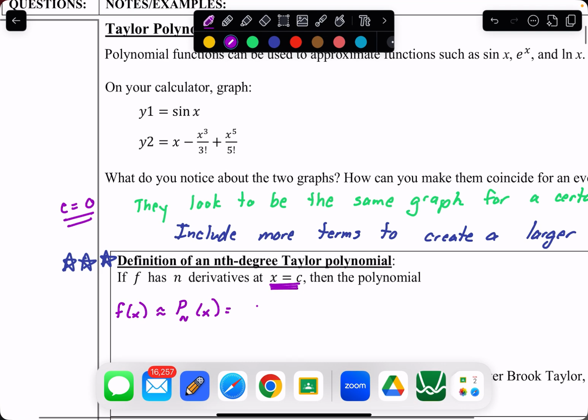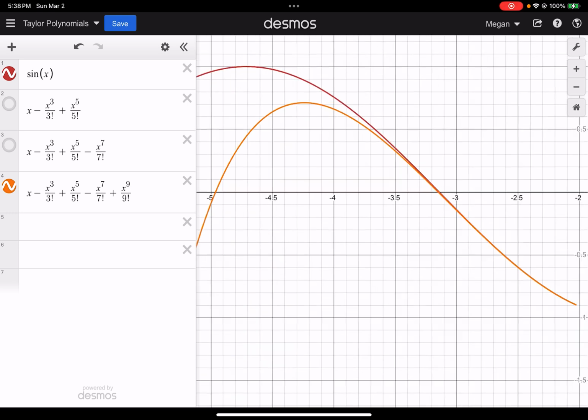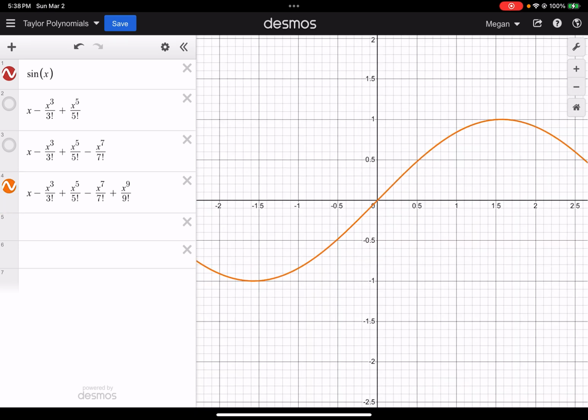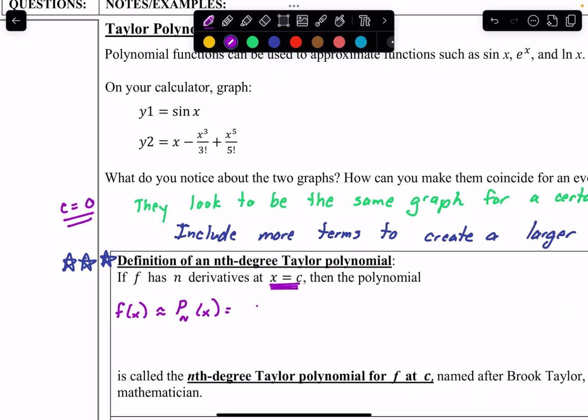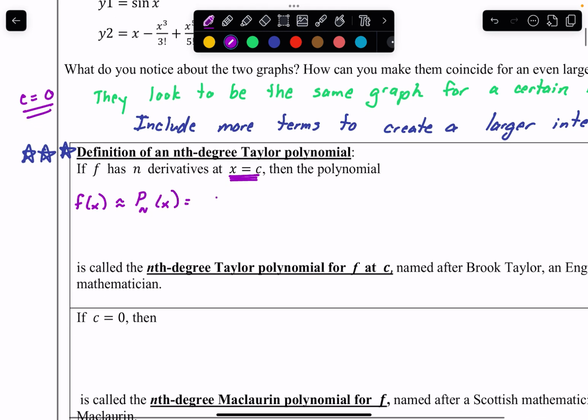I'll go back to the graph. So the center here was at 0, 0. I hadn't shifted my sine function over. I was starting right there. So we do have a center to all of these. So you want to start at just the function at the center value. Then you're going to add the first derivative times x minus c.